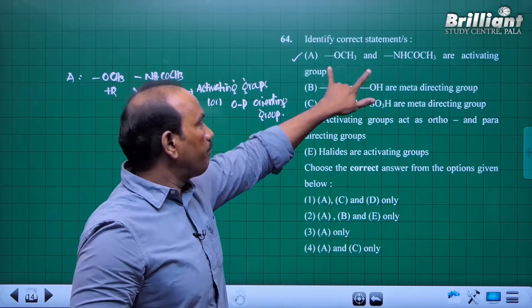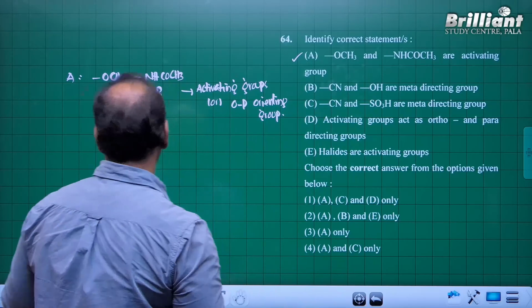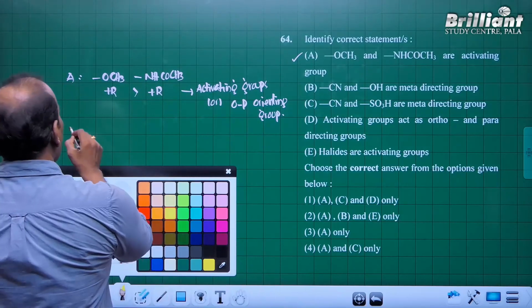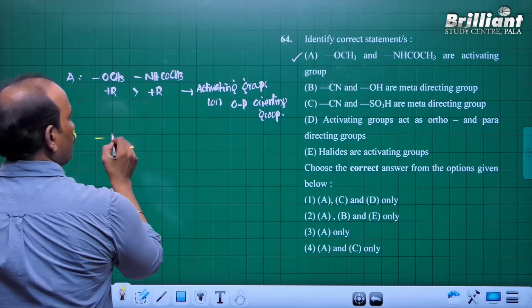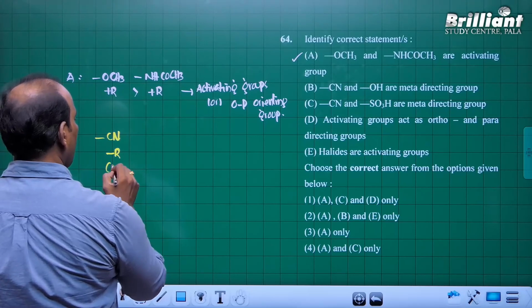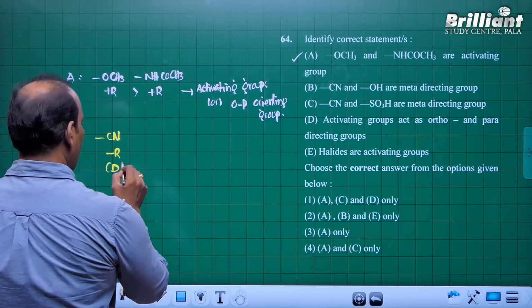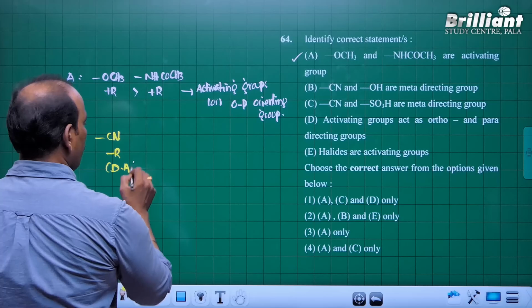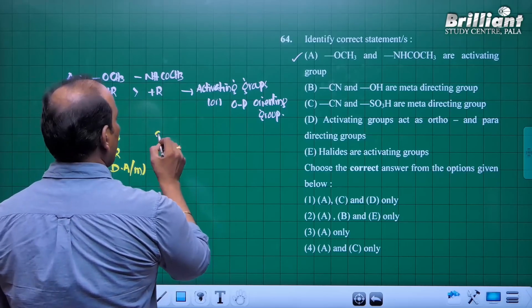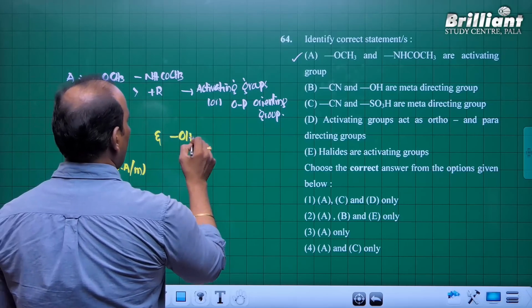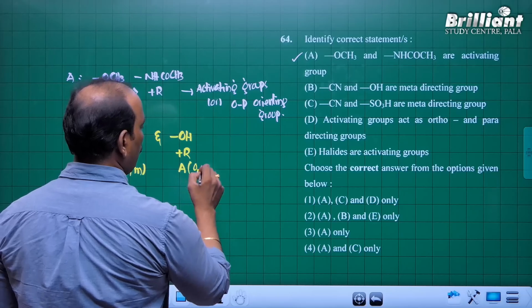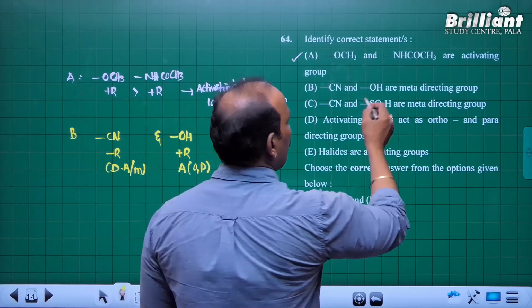Okay na? Then next one, CN and OH, B. Here we go to the B. CN is minus R, a meta orienting deactivating group. And then what is the second one? OH is a plus R activating and orthopara orienter. So this is wrong.